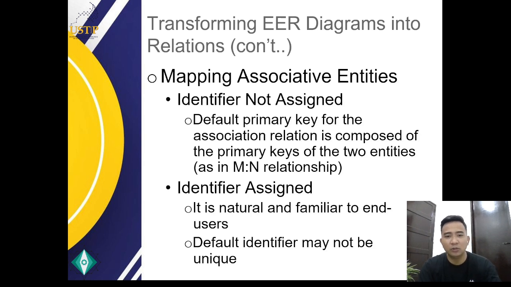Next is the default identifier, which may not be unique. However, it is important to note that the default identifier, composed of the primary keys of the two entities, may not always be unique. In such cases, a unique identifier must be explicitly defined for the associative entity.